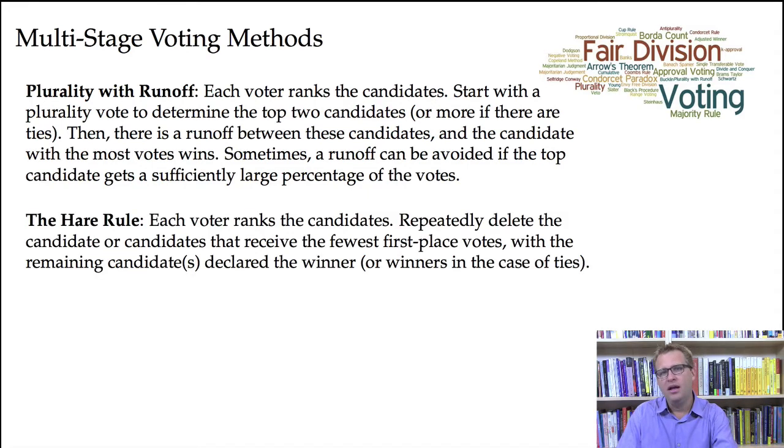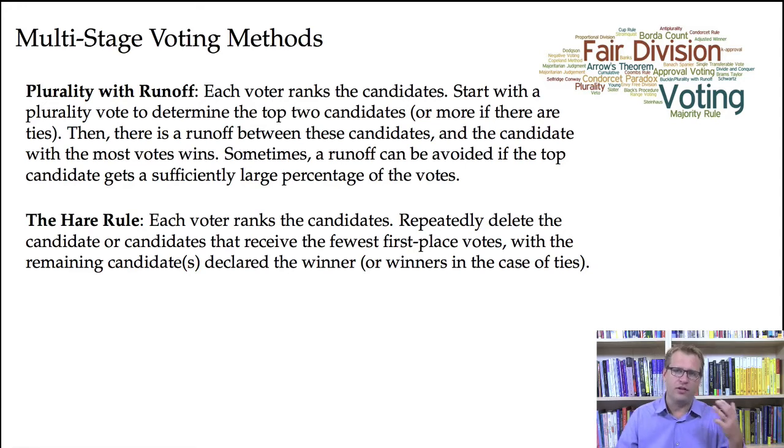The Hare rule, you can think of it as a generalization of plurality with runoff. So what the Hare system does is each voter ranks the candidates, and then you find the candidate with the fewest first place votes. And that candidate is obviously not going to win, so you remove that candidate from consideration. And then in the second round, you again find the candidate with the fewest first place votes, and you remove that candidate from consideration. Then you move on to the third round, and you keep going until one of the candidates receives an absolute majority, or is the only candidate left, or there is a tie. Ties might happen as well.